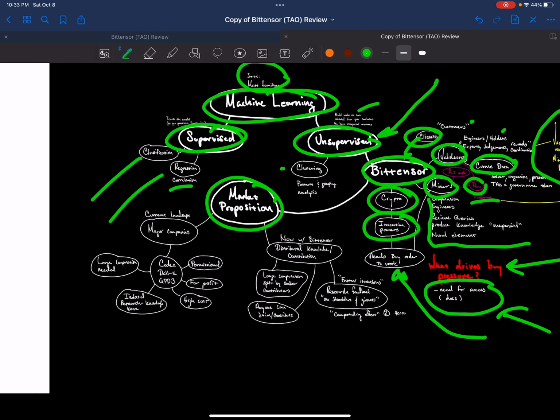So what is the market proposition? The current landscape without Bittensor is that major companies run these AI engines: Codex, DALL-E, GPT-3. It's permissioned, for profit, high cost, and it doesn't grow on each other.